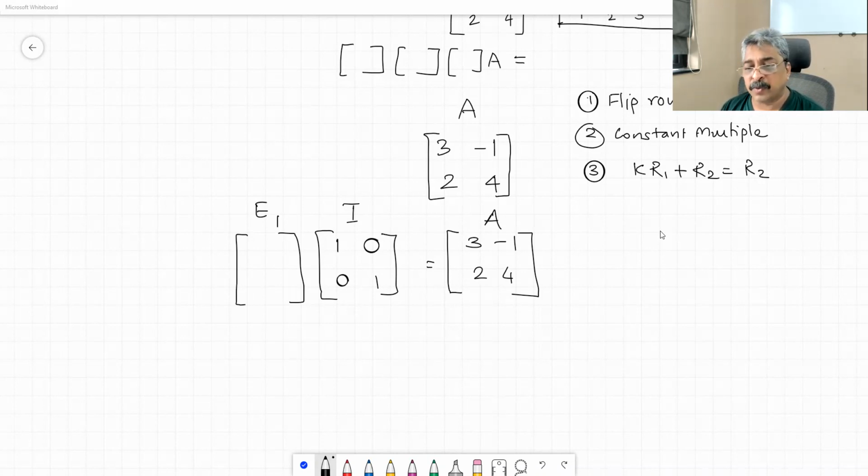So we want all those transformation matrices E1, E2, E3, E4, which if multiplied with each other, we will get A, that is matrix A, 3, minus 1, 2, 4. So just try to find out all those elementary matrices. Then we will check what happens to the determinants of these elementary transformation matrices and then arrive at the theorem that we want to prove. That is, the product of determinants is the determinant of the product.